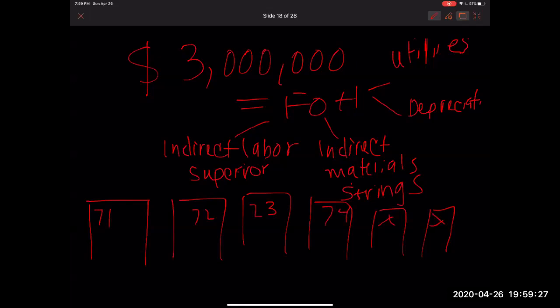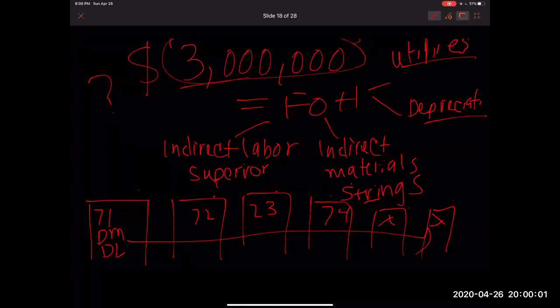What we're saying is we can allocate direct materials and direct labor to all of these jobs. But how do we know how much each job is consuming of a supervisor's time, of the strings, of the depreciation and utilities? You don't know specifically. So the way we're going to go about this is we're going to allocate this $3 million in some way to each of these jobs.